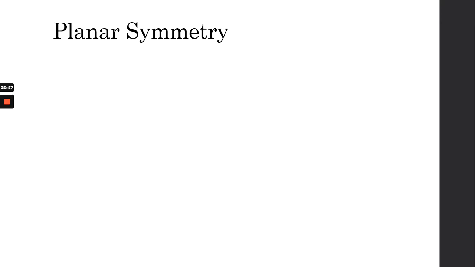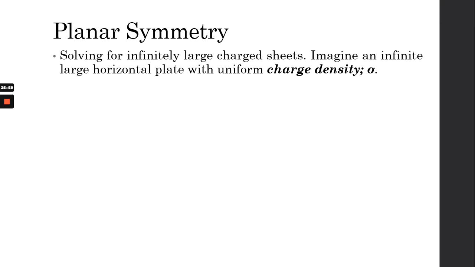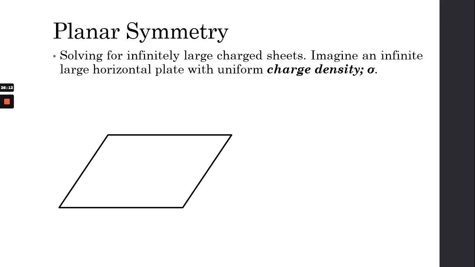Okay, which is what we call a planar symmetry. Planar symmetry is when we want to solve for the electric field for infinitely large charge sheets. So imagine an infinitely large horizontal plate with a uniform charge density sigma. So I just draw this. It looks small, but think of this as a very, very, very long charged sheet.